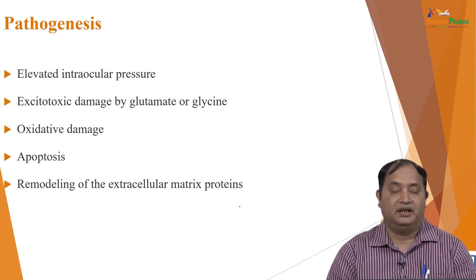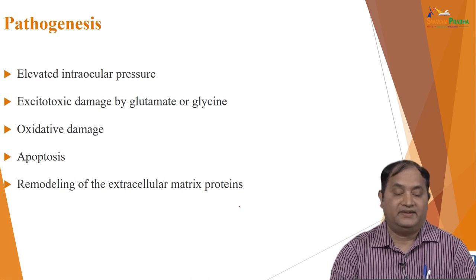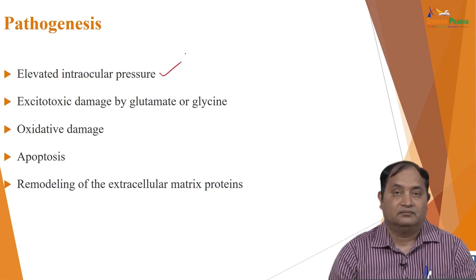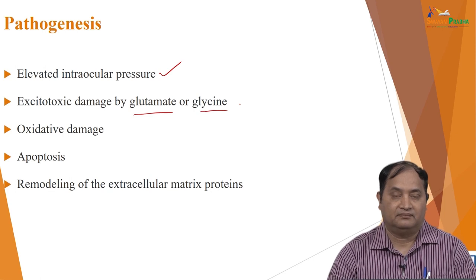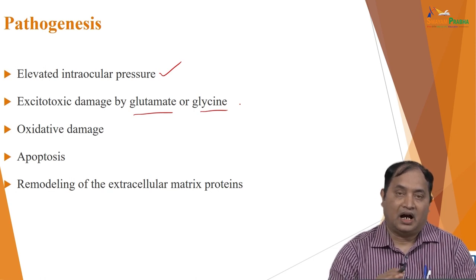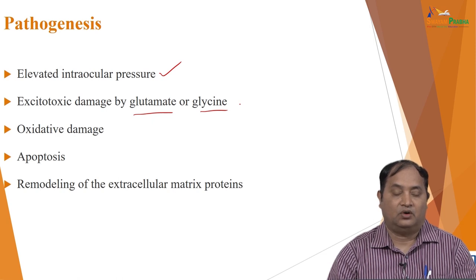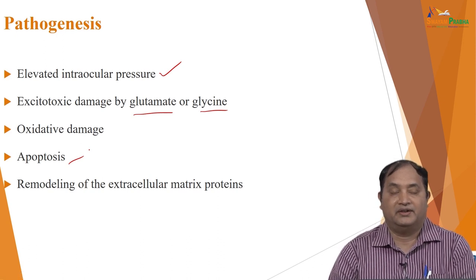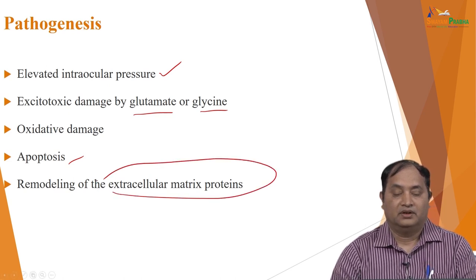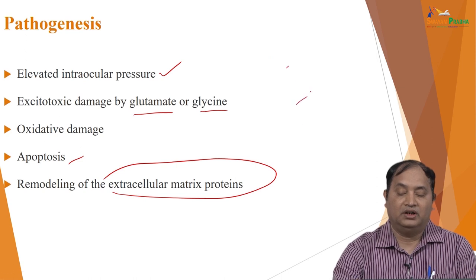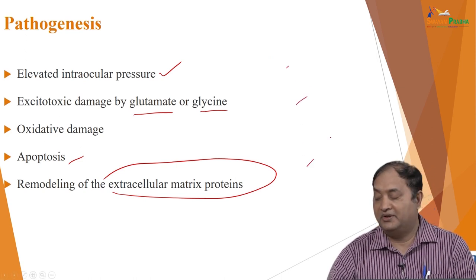Now, what is the reason for increased intraocular pressure? If you look at the pathogenesis, there is elevated intraocular pressure. There may be excitotoxic damage from excessive release of glutamate and glycine, or underlying oxidative damage, or apoptosis of the neurons, and at the same time, when the pressure increases, you can see remodeling of extracellular matrix protein. These happen at the molecular level during the pathogenesis of glaucoma.